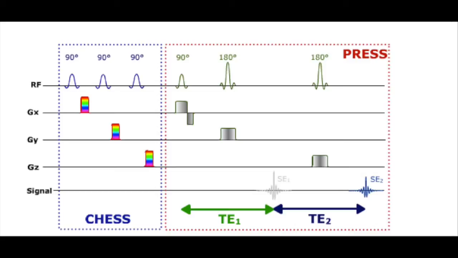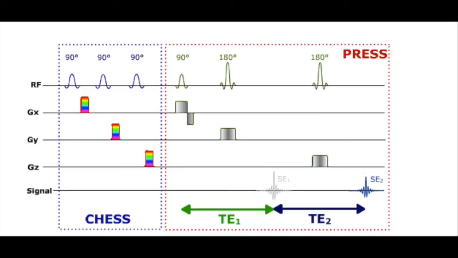So to start with PRESS, which is point resolved spectroscopy, this sequence includes a 90 degree selective excitation on the Z gradient, followed by two 180 degree selective excitations on the X and Y gradients. In that way, the volume selection is provided within this PRESS sequence, because we are giving selective excitations from all dimensions.